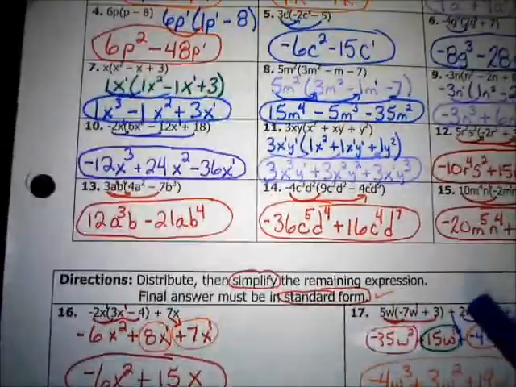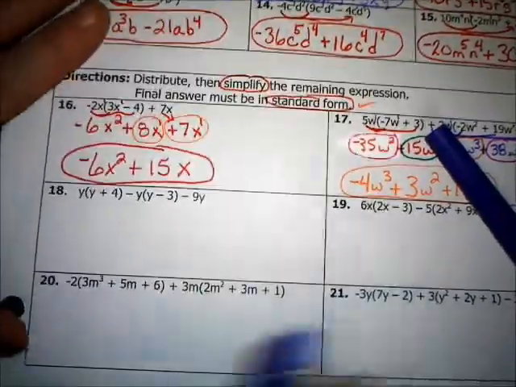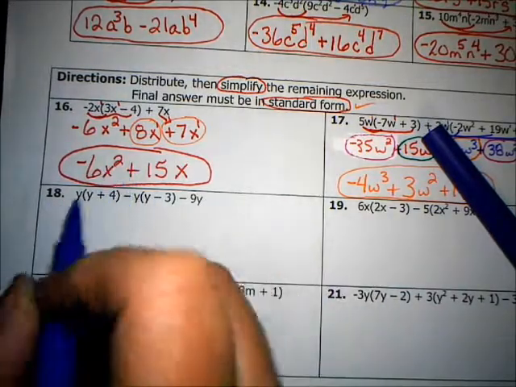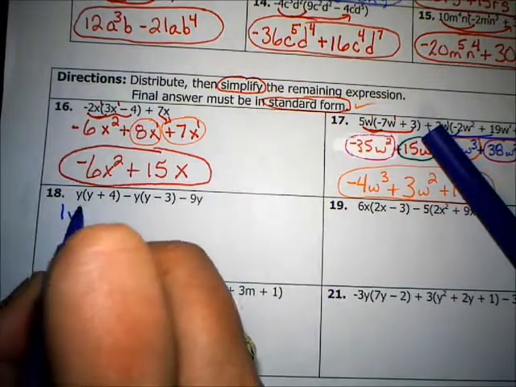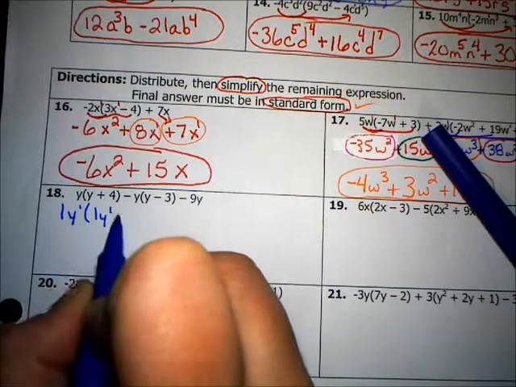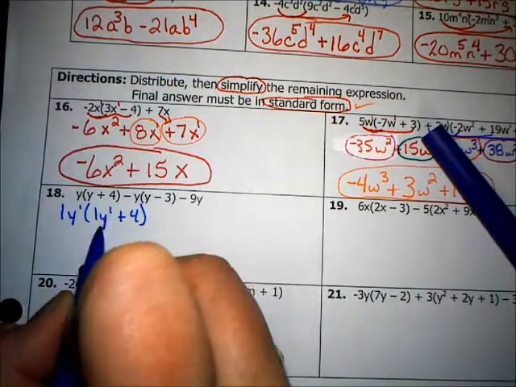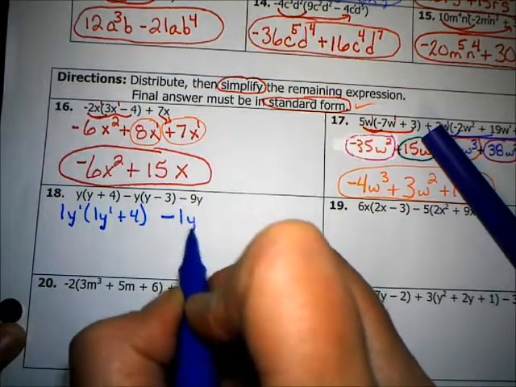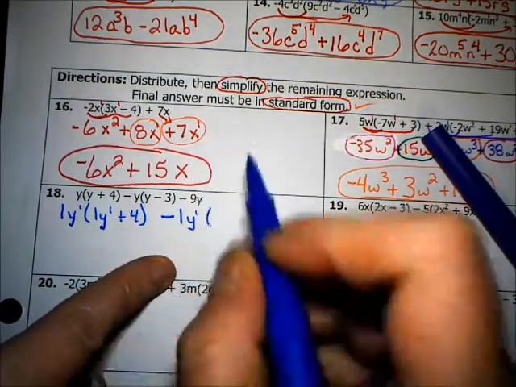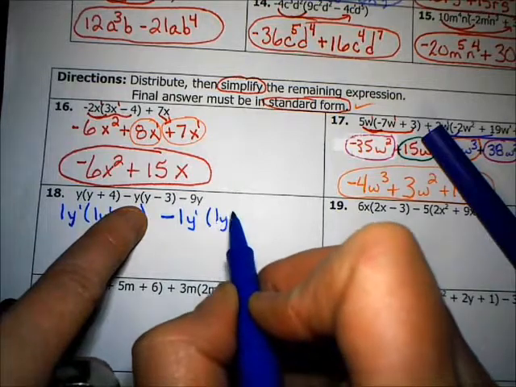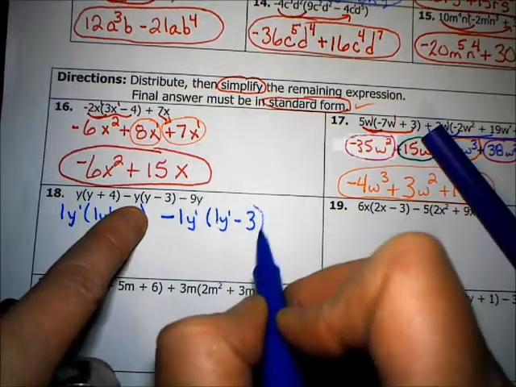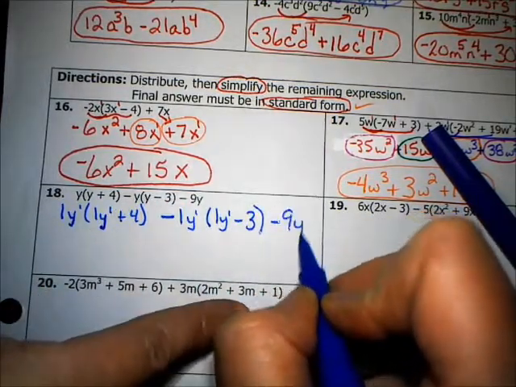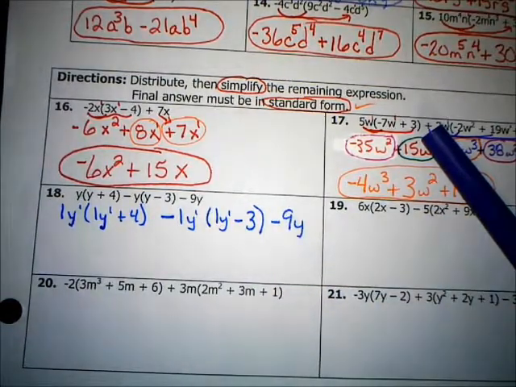Alright, let's go to the next one. 18. Alright, so I'm going to rewrite this with the 1. So I have 1y^1 times 1y^1 plus 4. Minus, and this is a 1y times 1 times a 1y^1 minus 3, and then on the end I have a minus 9y. So I got a lot of stuff going on here. Let's go with the first one.